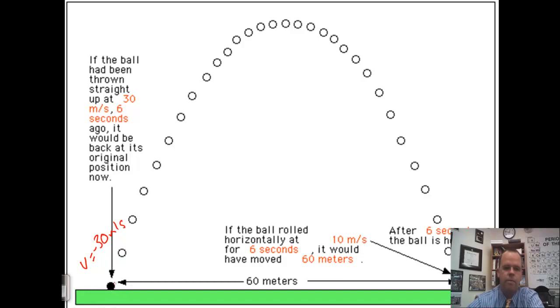So it started at 30, went from 30 to 20 to 10 to 0 at the peak. At this point, it was a vertical velocity of 0, and then starts coming back down, negative 10, negative 20, and now at negative 30 as it hits the ground again. Horizontally, it's still going 10 meters per second, and it's covered 60 meters.